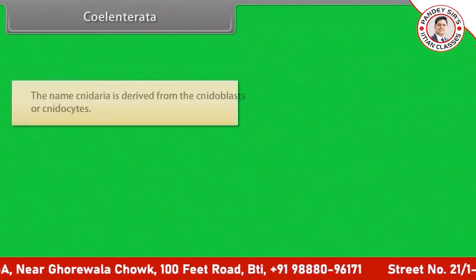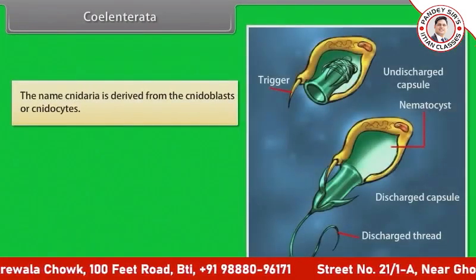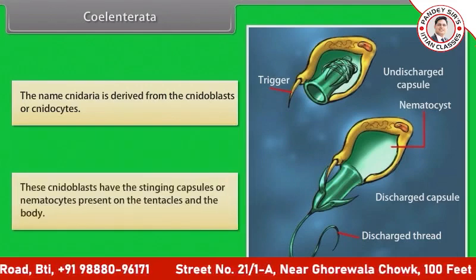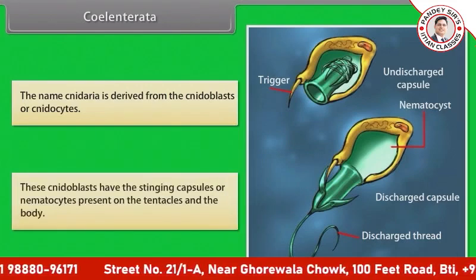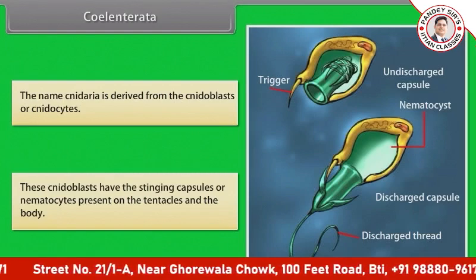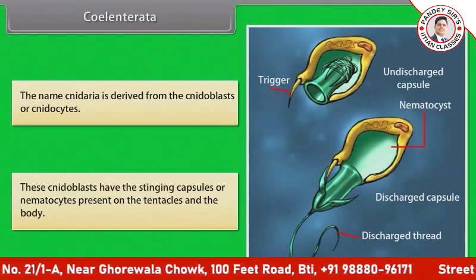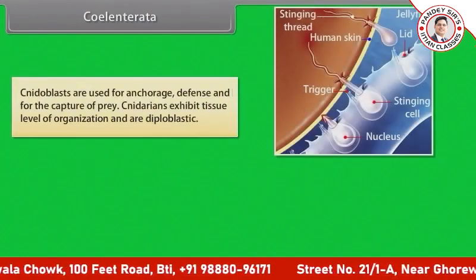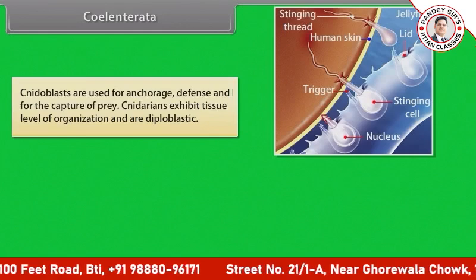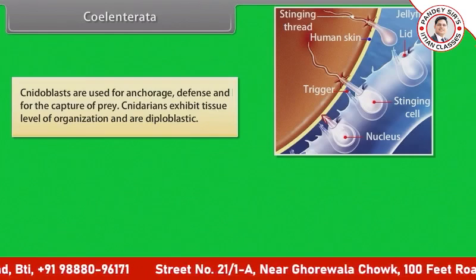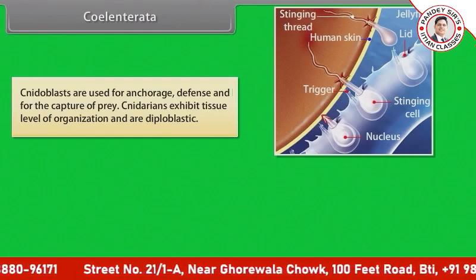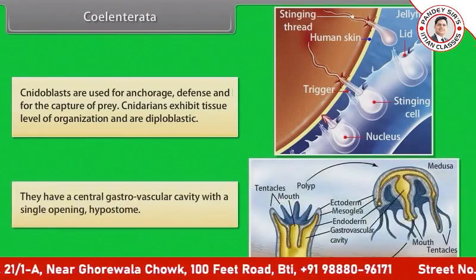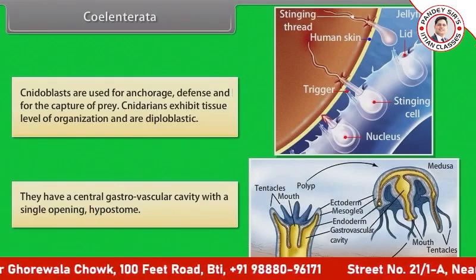Coelenterata. The name Cnidaria is derived from the cnidoblasts or cnidocytes. These cnidoblasts have the stinging capsules or nematocysts present on the tentacles and the body. Cnidoblasts are used for anchorage, defense, and for capture of prey. Cnidarians exhibit tissue level of organization and are diploblastic. They have a central gastrovascular cavity with a single opening, hypostome.